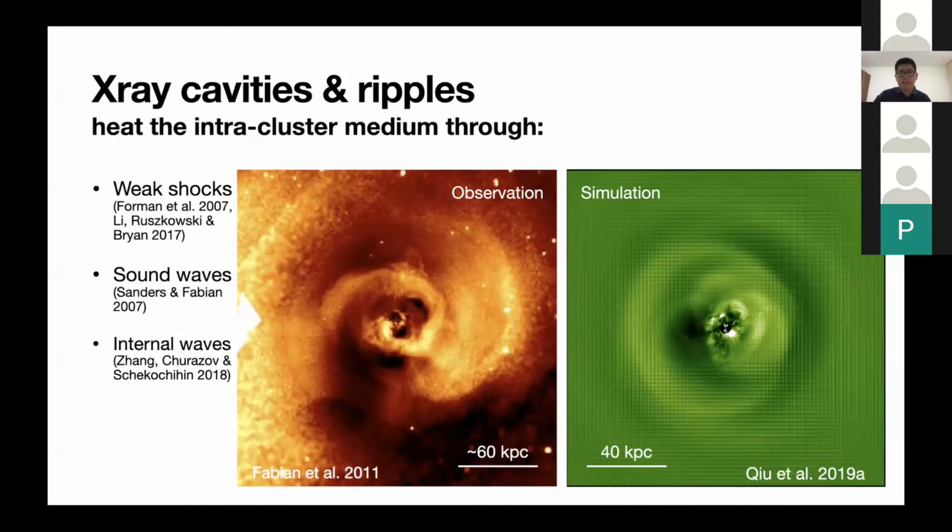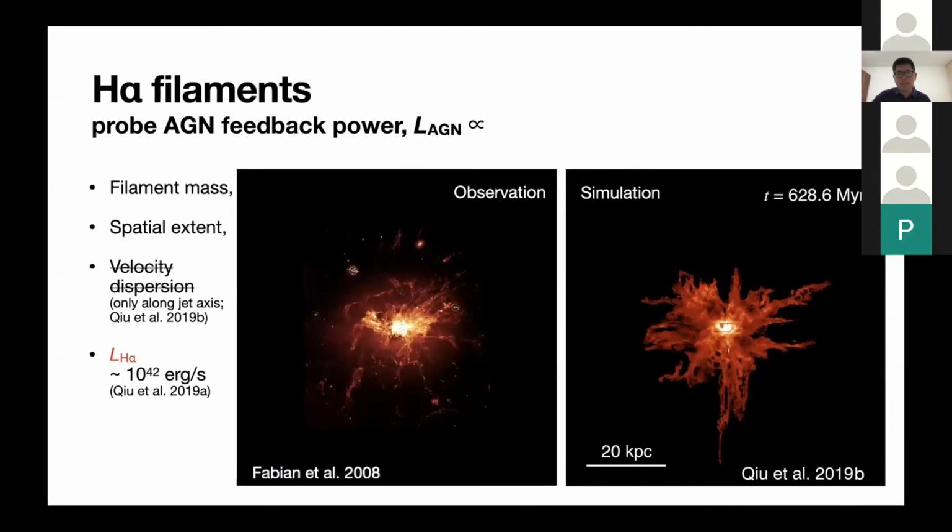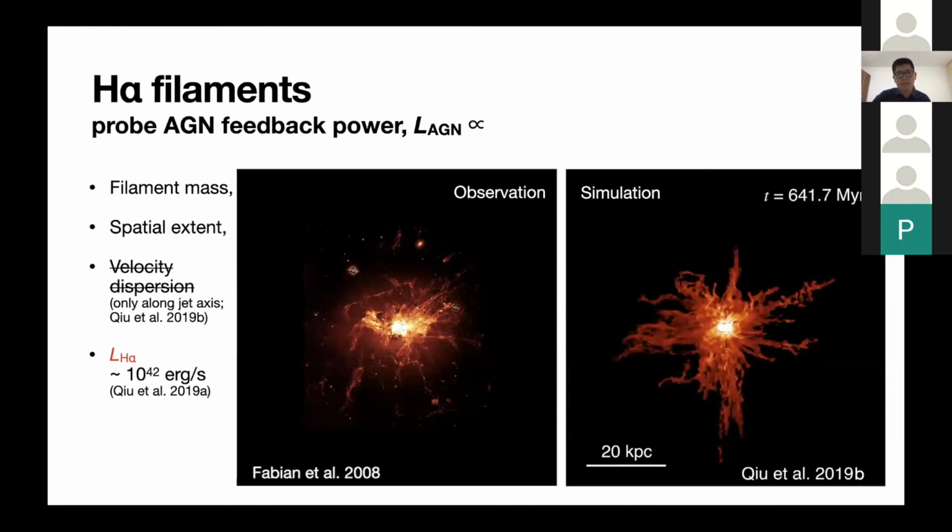At the same time, if we look at the properties of the cold gas, we've also shown in our paper that the AGN luminosity is positively correlated with the filament mass and the spatial extent of the filaments, but not so much with the velocity dispersion of the filaments. We've shown that only when the sightline is parallel to the jet axis do you get a very weak correlation between the two quantities. The thermal H-alpha emission from the simulations is around 10 to the 42nd ergs per second, which is very similar to what we observe in the centers of cool core clusters around these filaments.